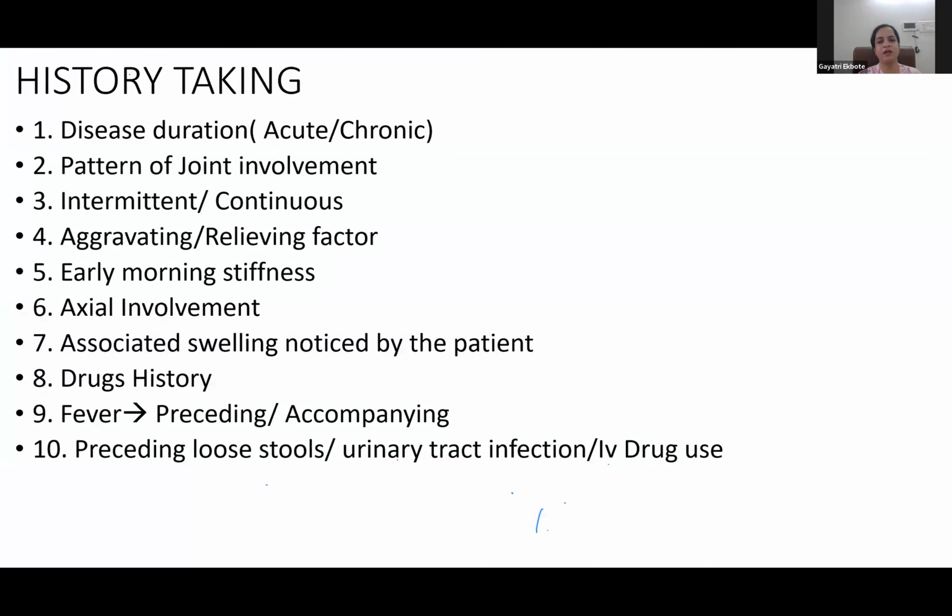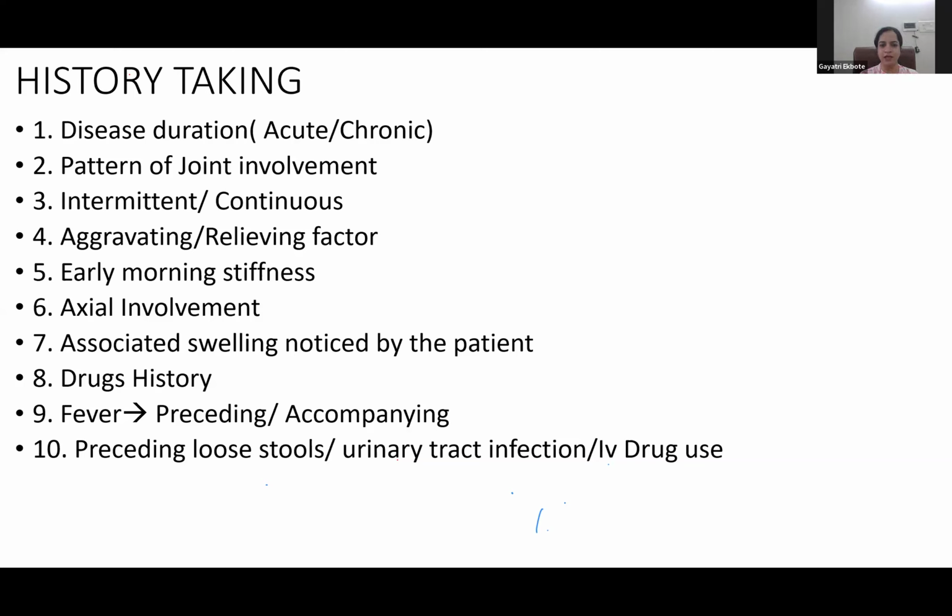Now, history taking is exactly like your undergrad program. As I mentioned earlier, you have to ask about the duration, whether it is acute or chronic, and the pattern of joint involvement, whether it is intermittent or continuous, because most of the time gout is a condition where you get intermittent arthritis, whereas the prototype of chronic inflammatory polyarthritis, rheumatoid arthritis, is by definition continuous or additive involvement. Then the most favorite question of undergrad or postgrad students is aggravating and relieving factors.